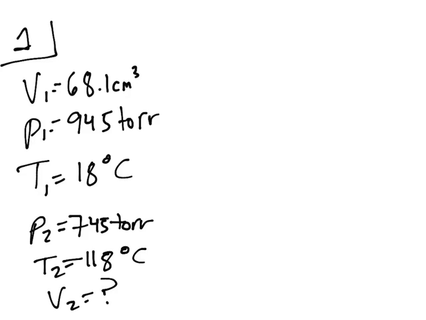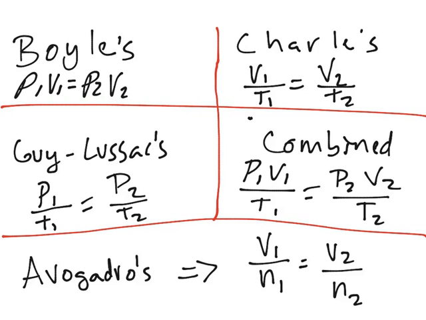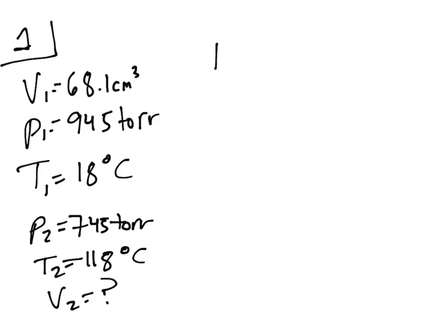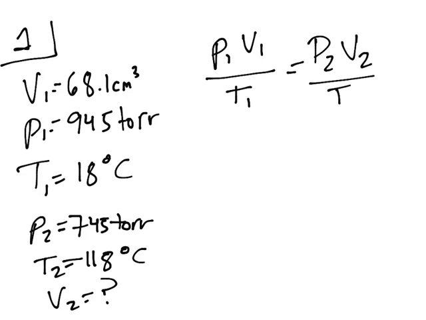Now let's go back to our equation. We have volume, pressure, and temperature. So the only equation that has volume, pressure, and temperature in it is the combined gas law. So that's the equation we'll use. P1 times V1 over T1 is equal to P2 times V2 over T2. So let's write it. P1 V1 over T1 is equal to P2 times V2 over T2.